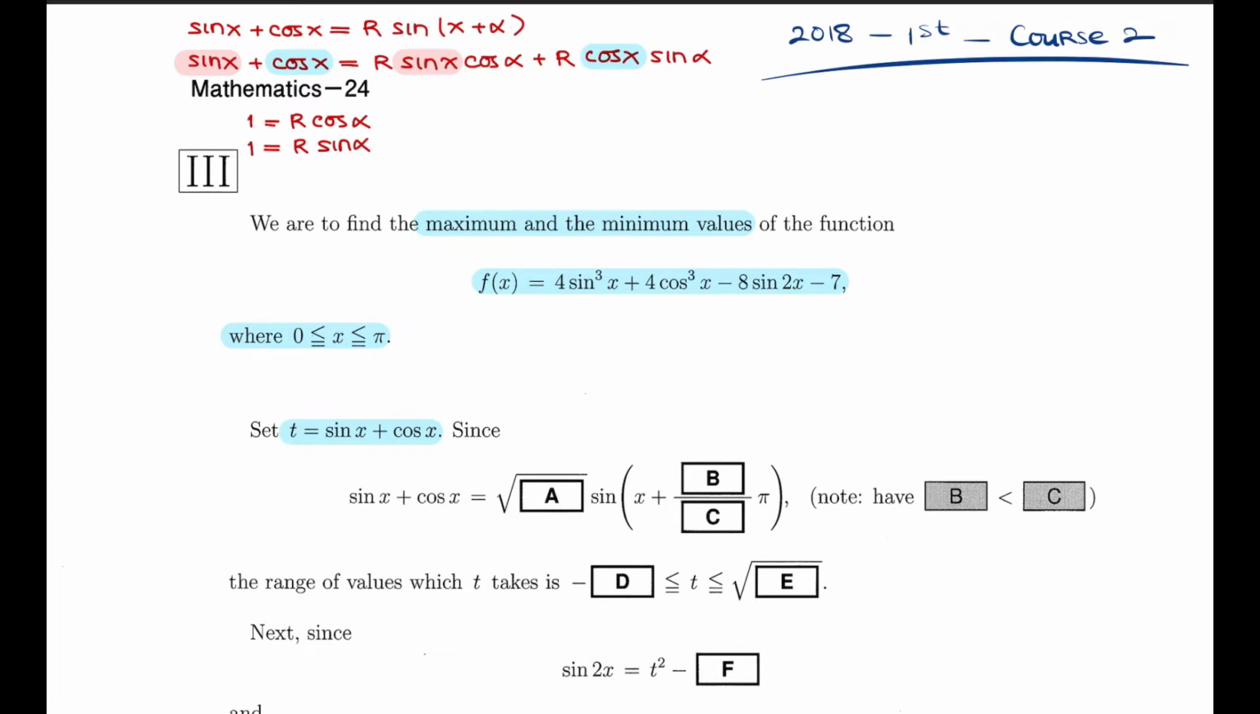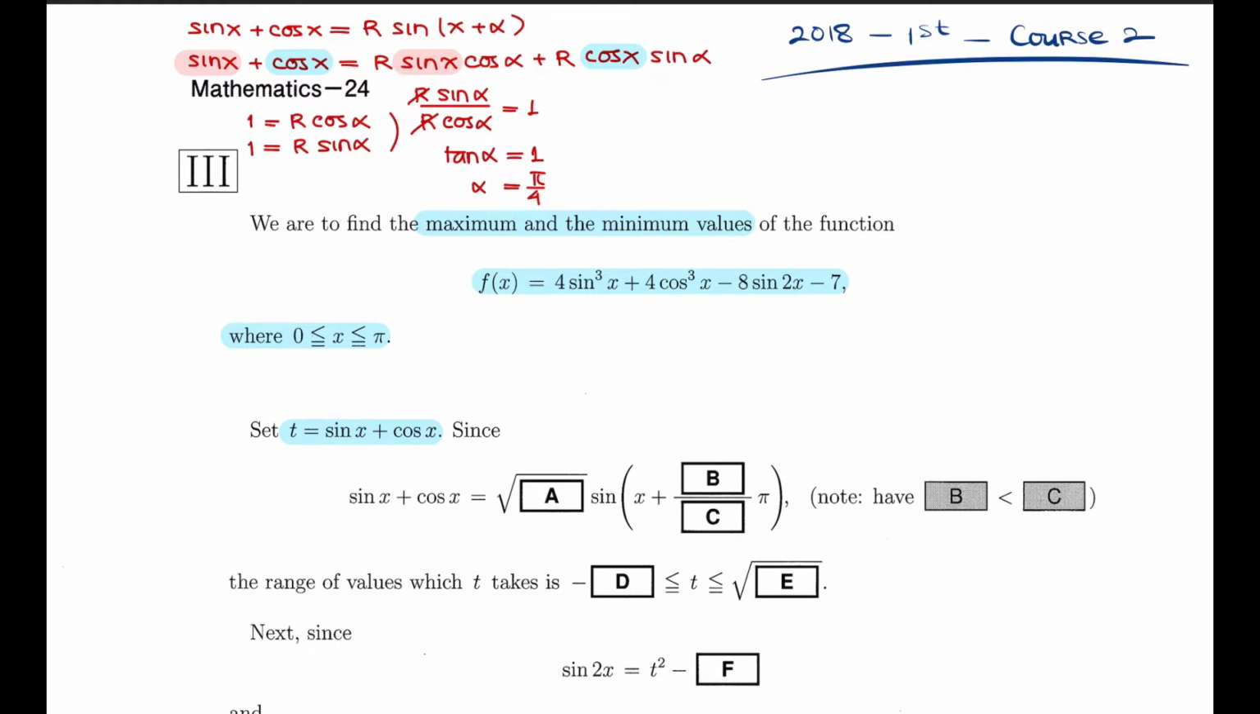If we divide these two equations, I get r sine alpha over r cos alpha equals 1. Cancel out the r, and sine over cos is tangent. So tan alpha equals 1. Then alpha equals pi over 4. I take alpha from the first quadrant. So alpha equals pi over 4.